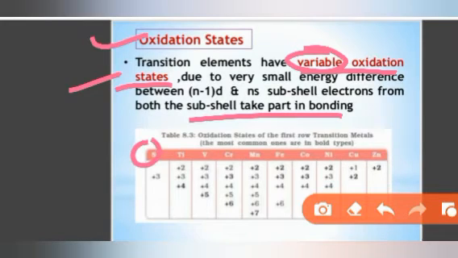So scandium has +3, titanium has +2 to +4, vanadium has +2 to +5, chromium has +2 to +6, because chromium has the maximum number of incomplete orbitals. Manganese has +2 to +7. So this is the variable oxidation state, you can say.